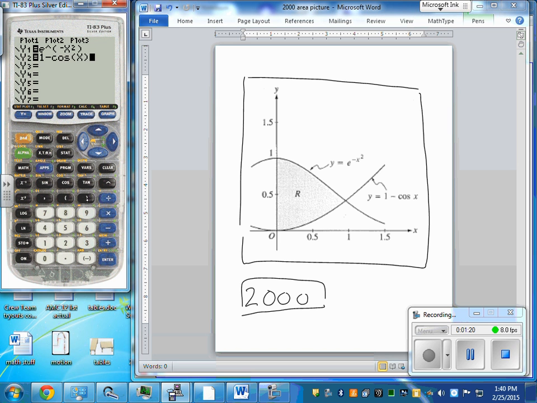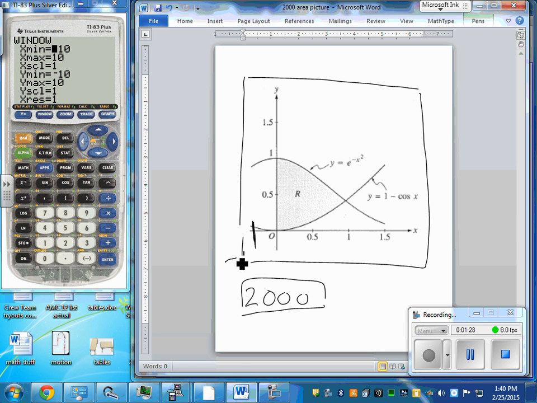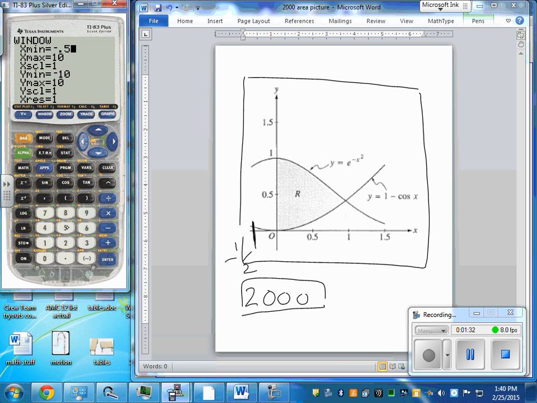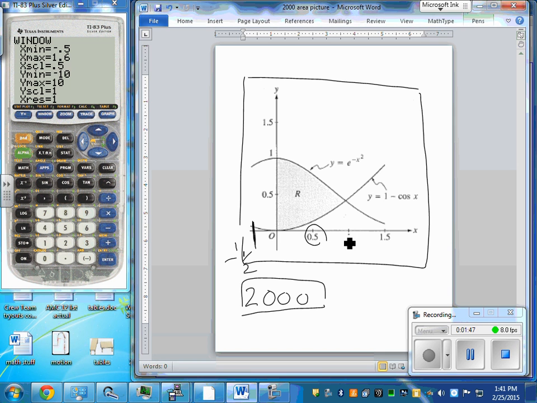Then to make sure I've entered it correctly, I want to look at the window and mimic the window. On the left side here, it looks like about minus 1/2, so I'll make my x min minus 0.5. The x max is just on the other side of 1.5, 1.6 maybe. The x scale is every half, since there's a tick mark here and here and here, so x scale is 0.5.